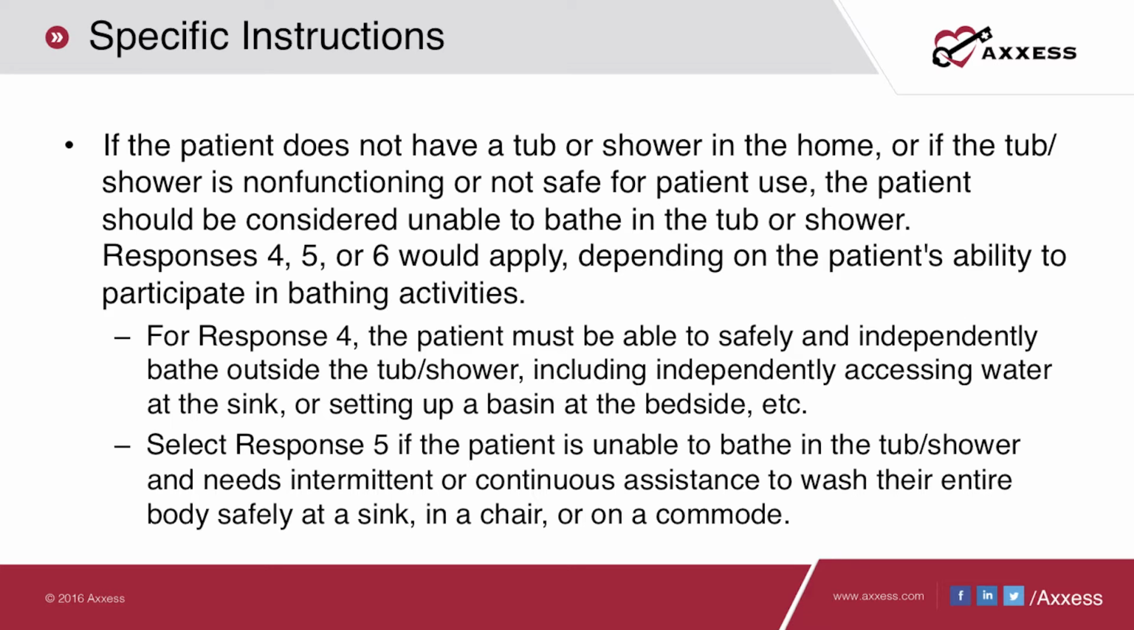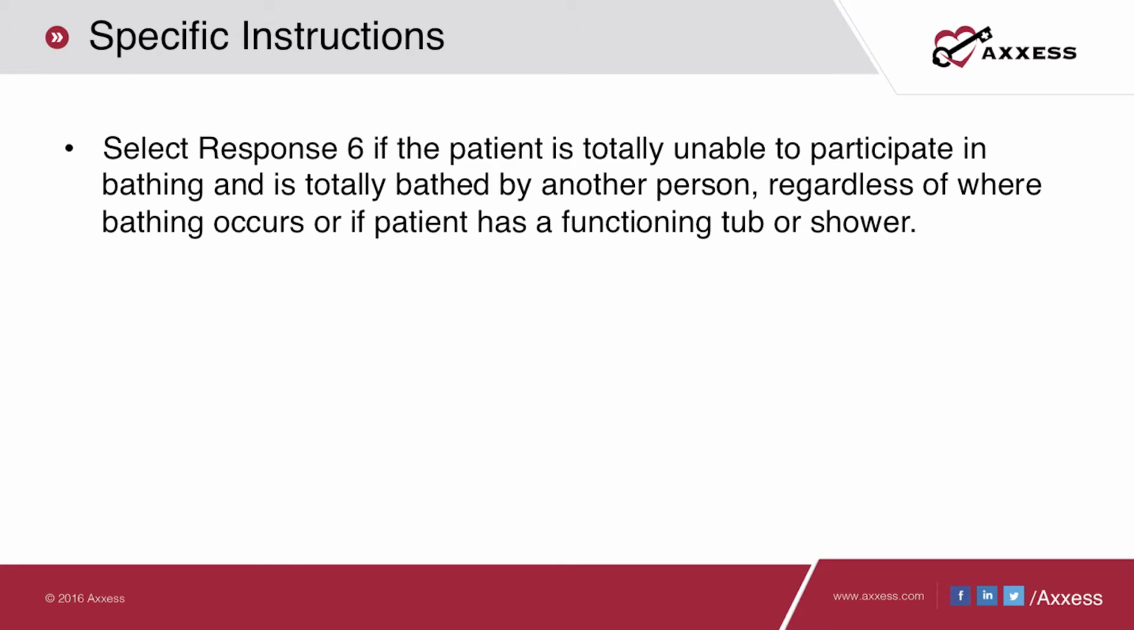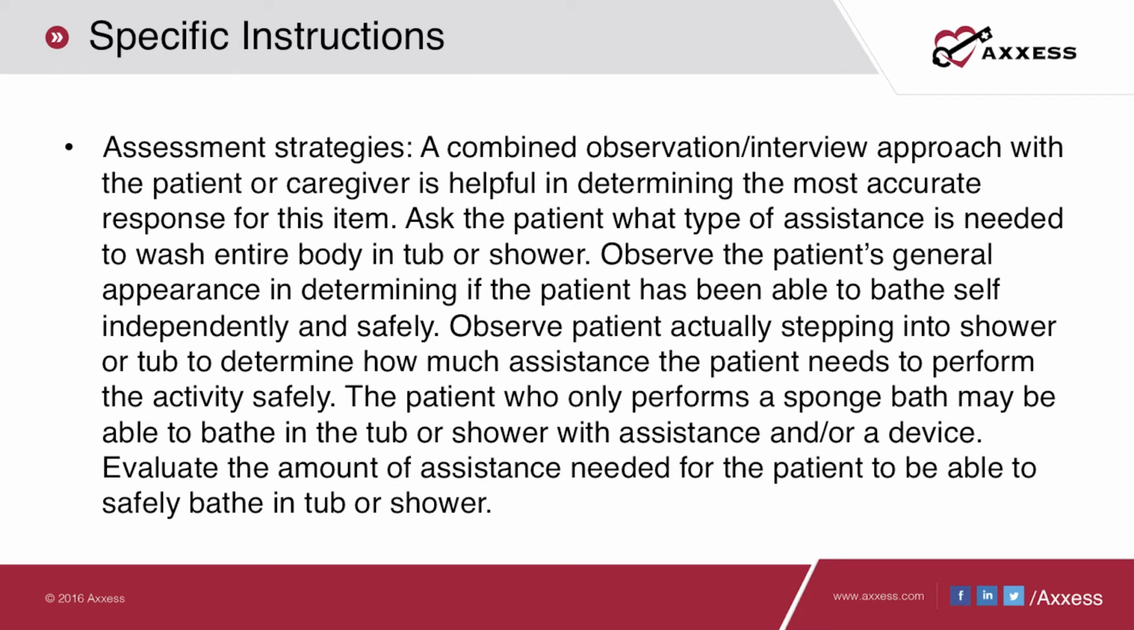Response 4 is selected when the patient is able to bathe self but unable to use a shower or tub. Response 5 is selected when the patient is unable to use a shower or tub but is able to participate in bathing. In Response 6, the patient is not able to participate effectively in bathing and is bathed totally by another person. A combination observation and interview approach should be utilized to assess this indicator.